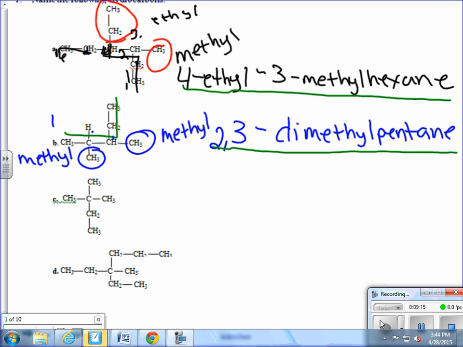All right, letter C. Find the longest continuous chain. It looks like it's going to be 4. So we can just go straight down. Anything that's not part of the chain is a branch, so we'll circle those. We have 2 branches. The branch on the left only contains 1 carbon. The prefix for 1 is meth. Branches end in YL. Same thing over here. It's only 1 carbon. So our prefix is meth, suffix is YL.